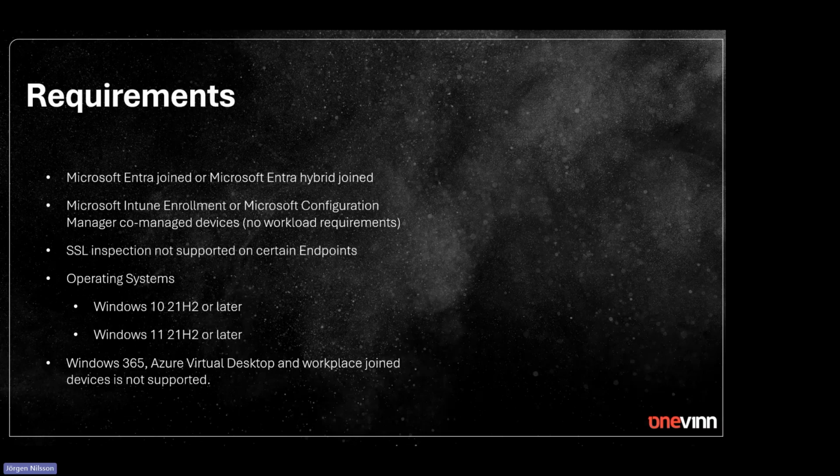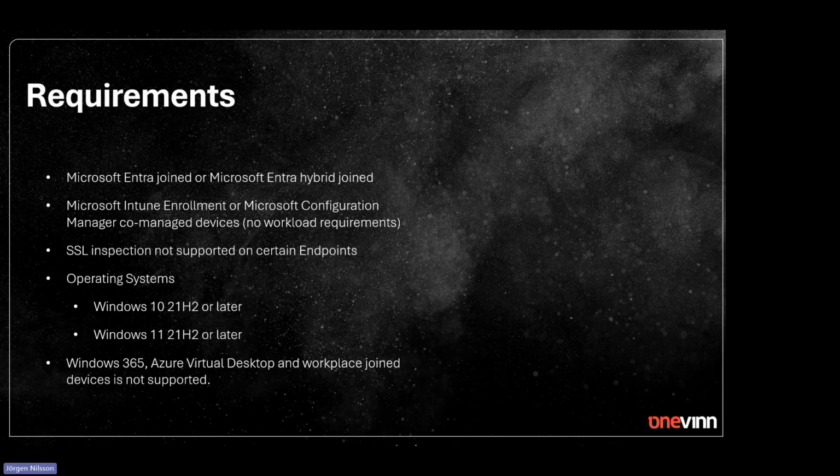Something we run into a lot now is SSL inspection or packet inspection. This goes for Intune as well. So if you use that, you must exclude the necessary endpoints, otherwise it will not simply work. Windows 365, Azure Virtual Desktop, and Workplace joined devices are currently not supported. So it's everything else than that.